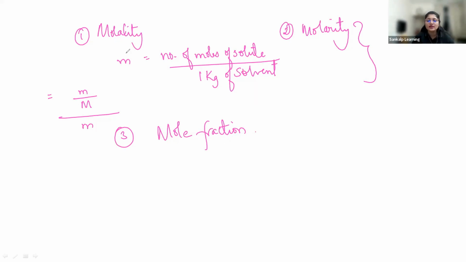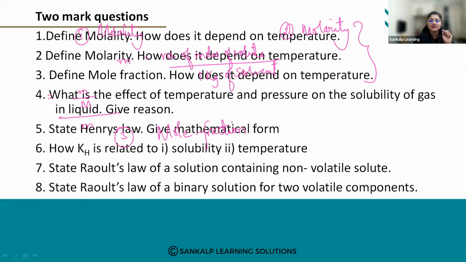Now, what is the question asked? Define molality. For define molality, the answer is: number of moles of solute dissolved in 1 kg of solvent. The number of moles of solute per kg of solvent is called molality. This is a 1 mark question, 1 mark for the definition. Another question: how does it depend on temperature? You have to write: it does not depend on temperature.